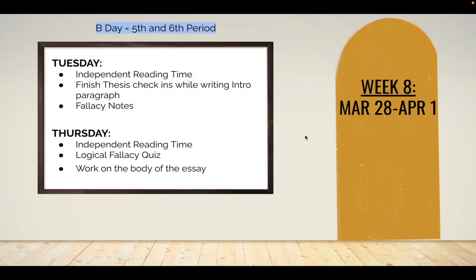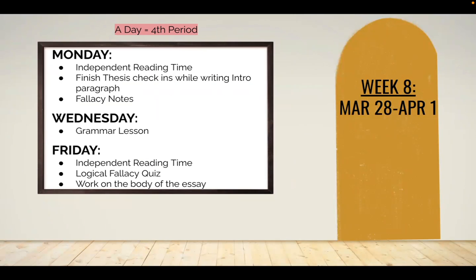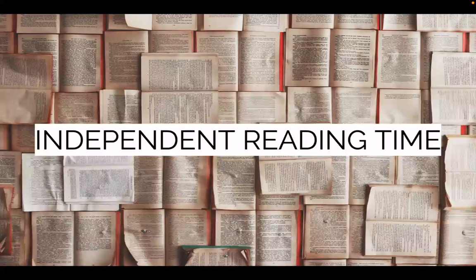So this week we are picking up where we left off. You will have some independent reading time on Tuesday and Thursday for fifth and sixth, and Monday and Friday for fourth period. When we left off, we were working on our persuasive paper, and you had decided on your topic, picked out your sources, and written a thesis statement, and then I had you start writing an intro paragraph, but because it was right before spring break, a lot of people were gone, things happened. We're going to revisit that again. Then we're going to look at some logical fallacies this week as well as doing some review. So we'll start off with independent reading time.